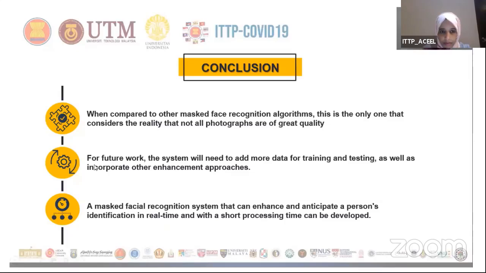For future work, the system will need more data because, as we mentioned before, I used a very small dataset. So we will need to add more data for training and testing, as well as incorporate other enhancement approaches. A mask facial recognition system that can enhance and anticipate a person's identification in real time and with a short processing time can be developed. This is not a real-time model.